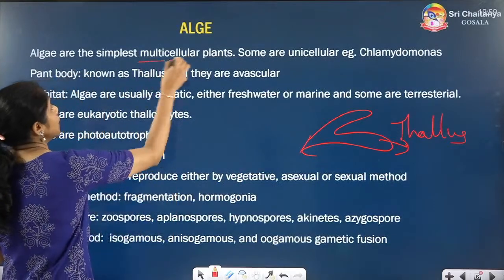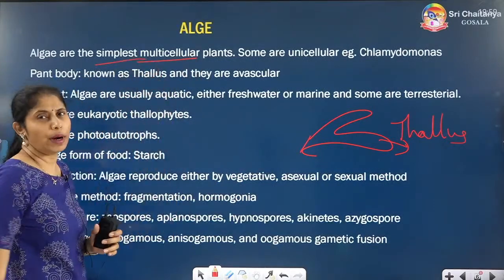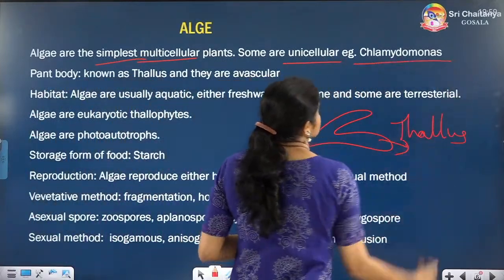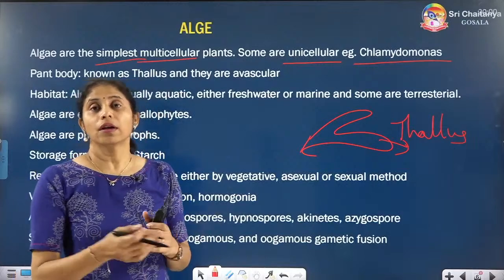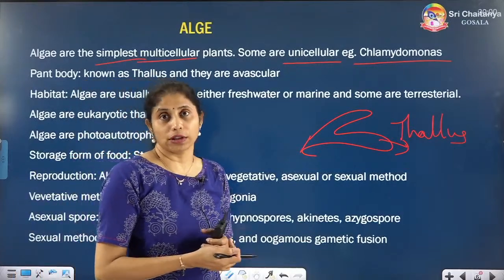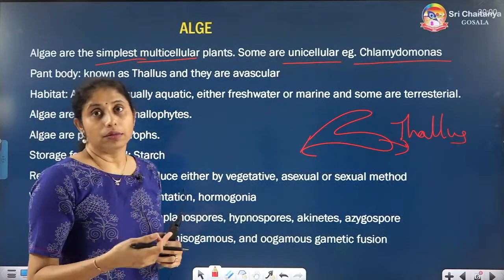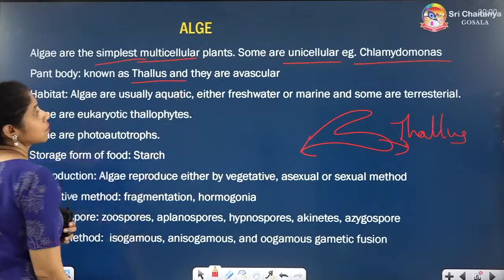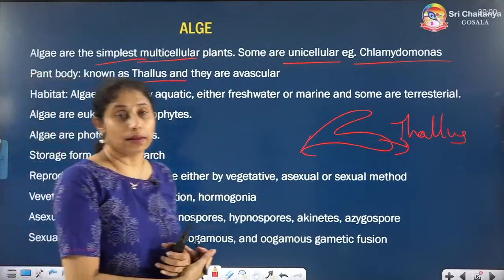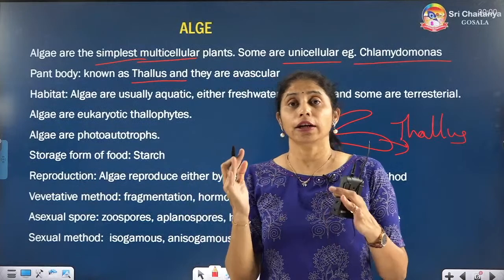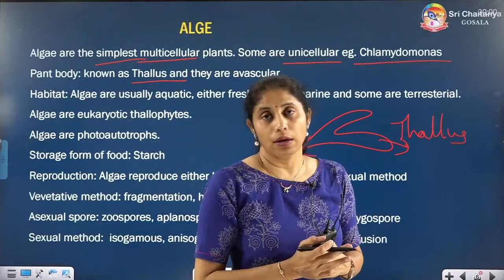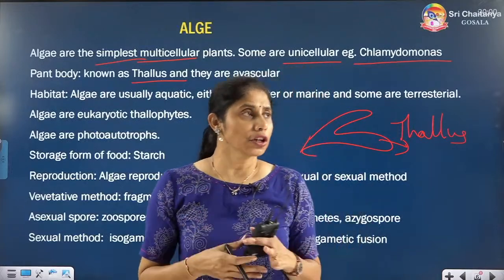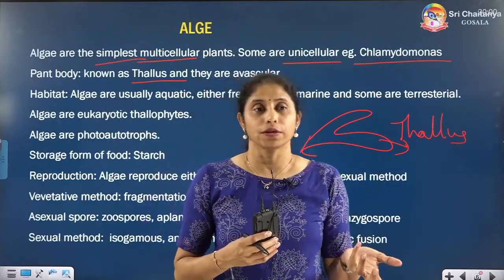They are generally multicellular and the simplest forms. But there are some algae which are unicellular, as I told you. An example of a unicellular alga is Chlamydomonas. Most of the remaining ones are multicellular, and the plant body is called the thallus. Thallus means undifferentiated plant body. Undifferentiated means no roots, no stems, no leaves, that's all.